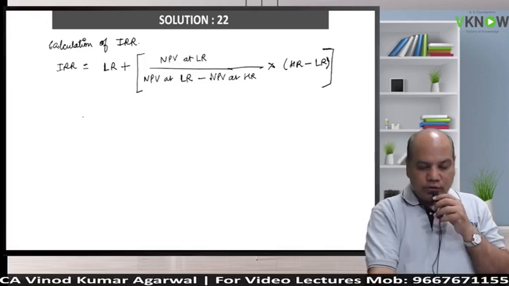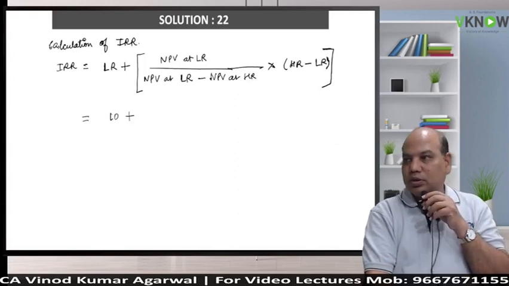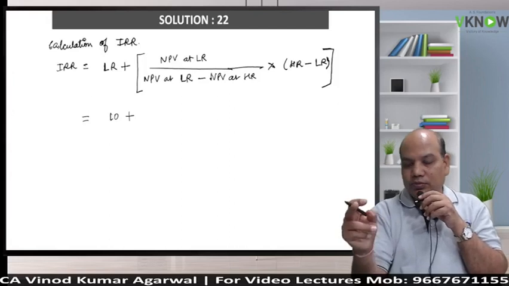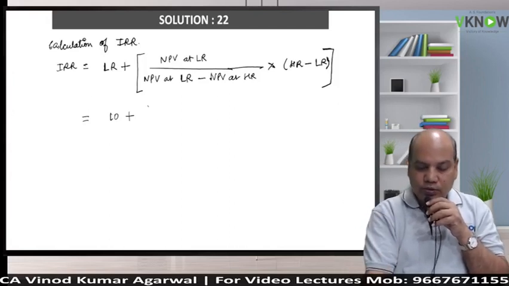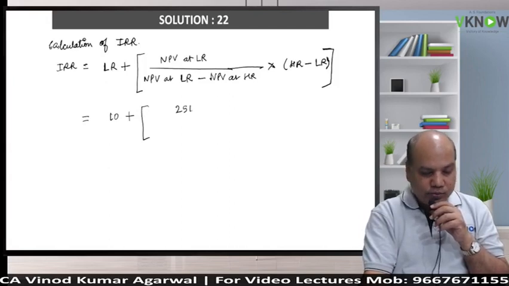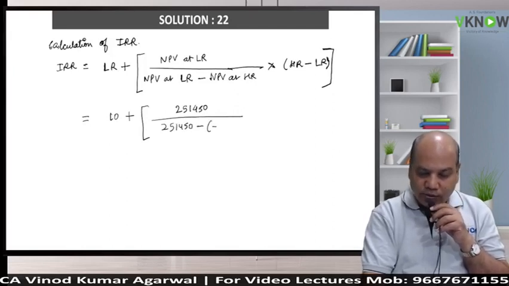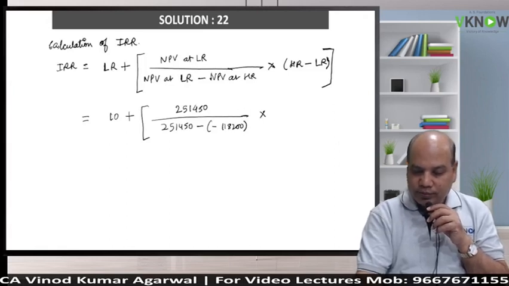So lower rate is how much in our question? 10. We'll take 10. Out of 15 and 10, whichever is lower, that is the lower rate. And what was the NPV at 10%? 251,450. Then 251,450 minus, again minus in bracket, 118,200. Whatever number you've written in your notebook, you use that for NPV.